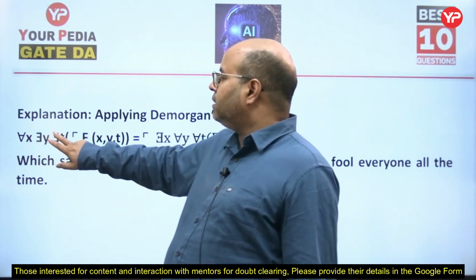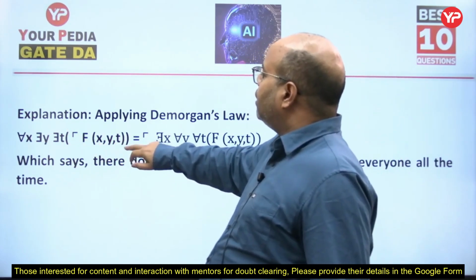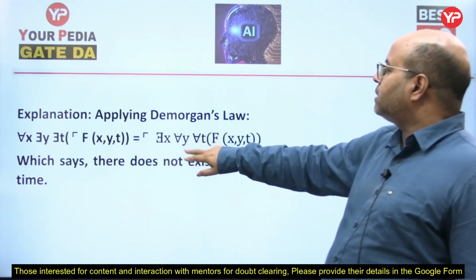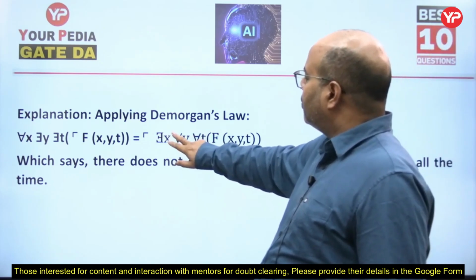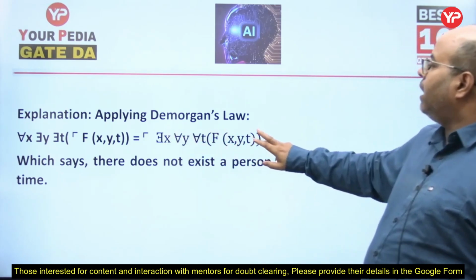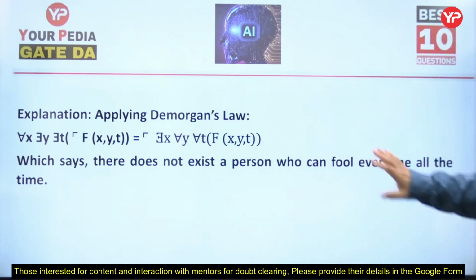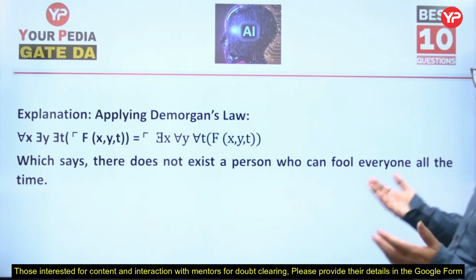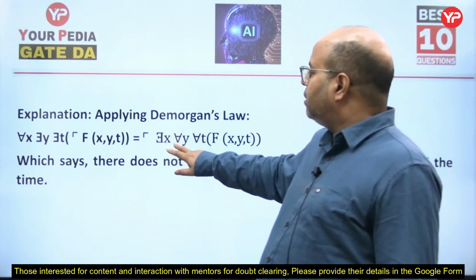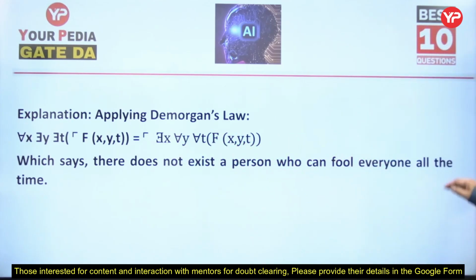For each x, there exists a y at a time t such that x can't fool y at that time t. So here we can apply De Morgan's law, that negation of there exists x for each y, for each t, F(x, y, t). We say there does not exist a person who can fool everyone all the time. That's how this is. There does not exist a person who can fool everyone all the time.